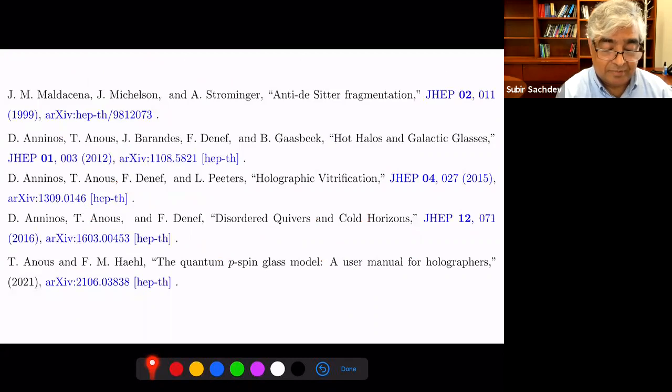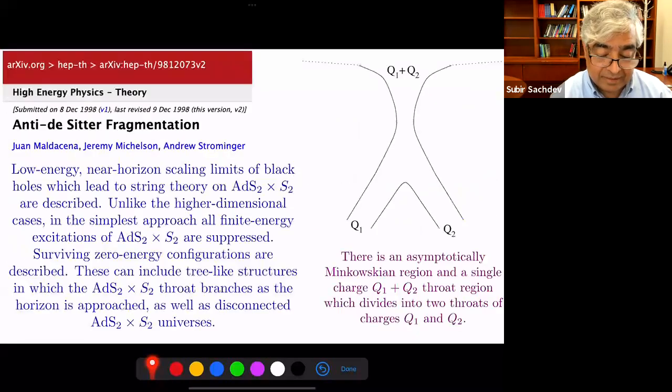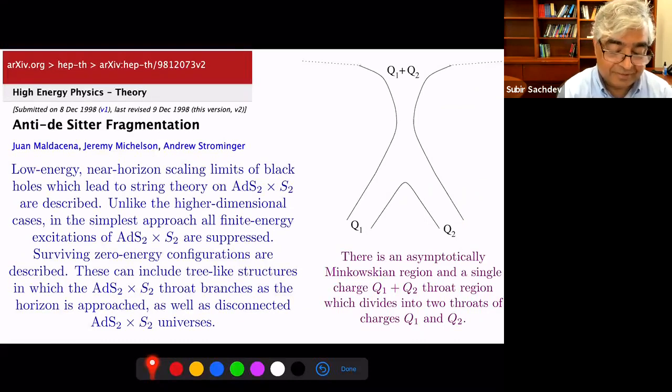Starting with this paper of Maldacena, Michelson, and Strominger, where they call it anti-Hesiod fragmentation. There's been subsequent work, especially by Anninos and Frederik Denef, and also Felix more recently, that I learned about from Felix. What Maldacena and Strominger found, in certain models of gravity, was that if you looked at a black hole which has an AdS2 cross S2 horizon, in the limit of very large Newton's constant, L Planck going to 0, yes.